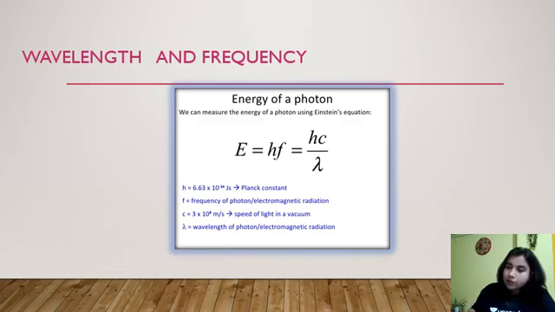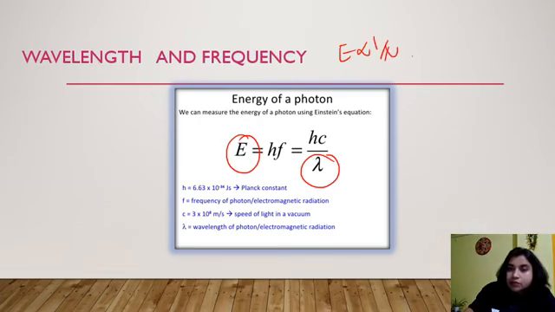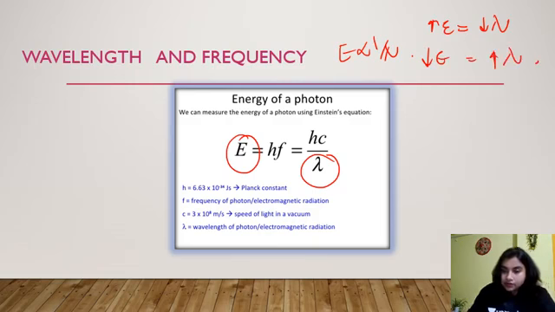Next, this is the formula I already told you. What you need to notice here is that energy is inversely proportional to wavelength. Energy is inversely proportional to wavelength. If energy increases, wavelength decreases. And if energy decreases, wavelength increases. Right? So this is how it happens.